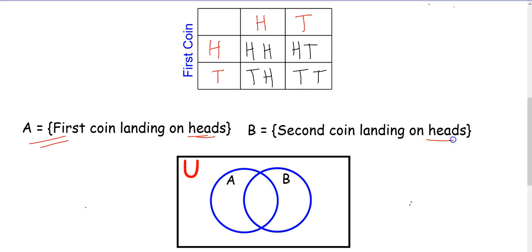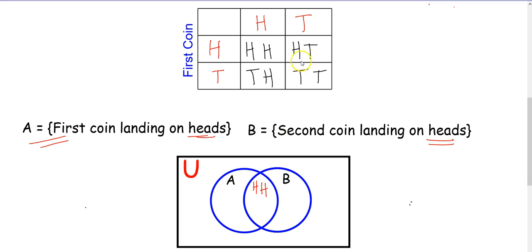That is, it is fulfilling the first and the second conditions, both the conditions. Therefore, this HH will definitely come in the common region between the sets A and B. I'll write H and H here in the common area.